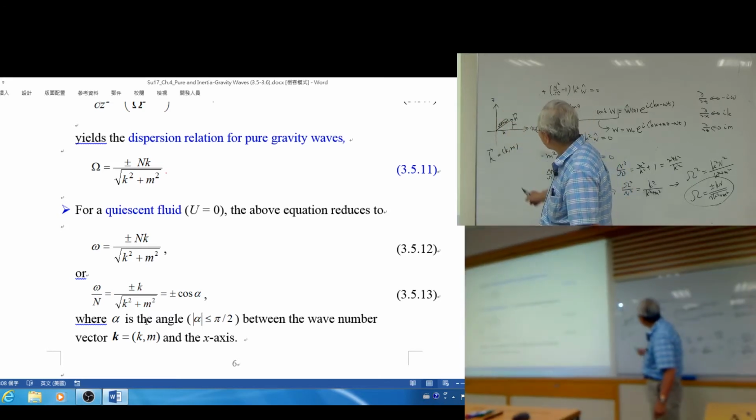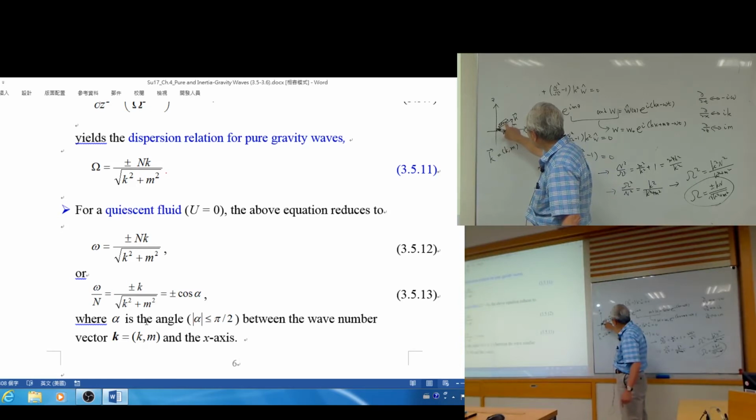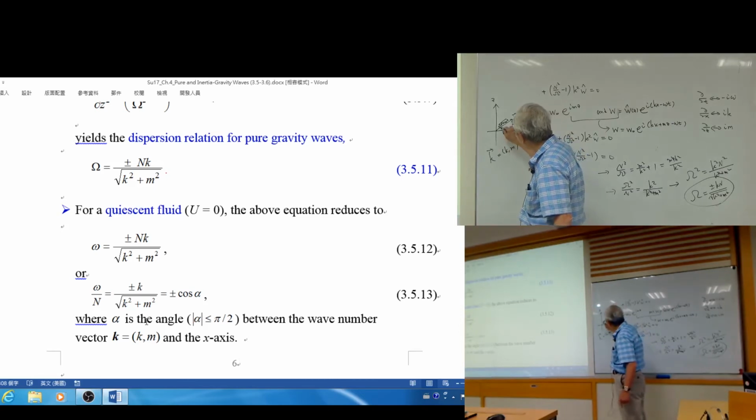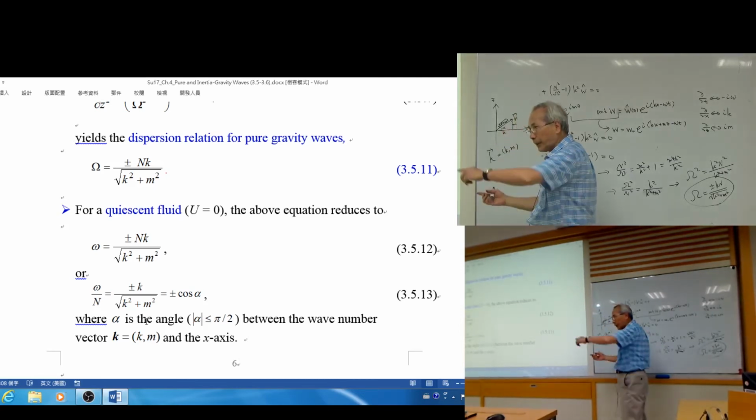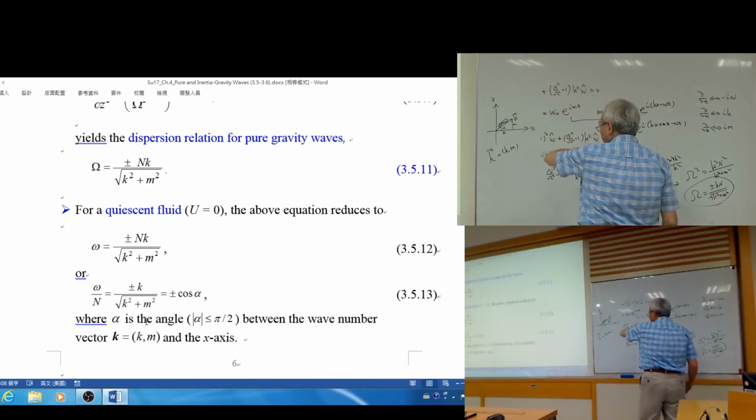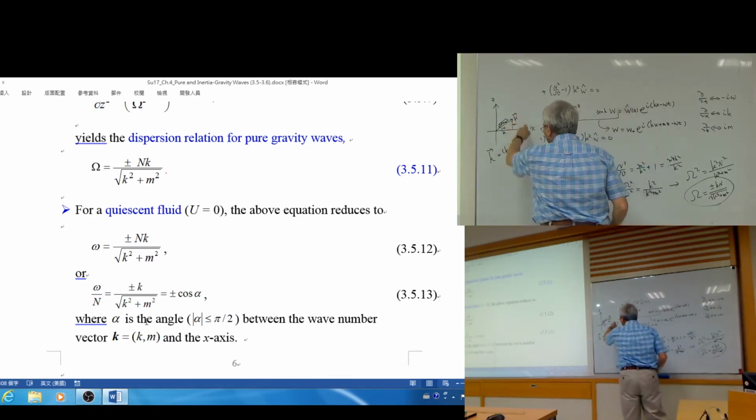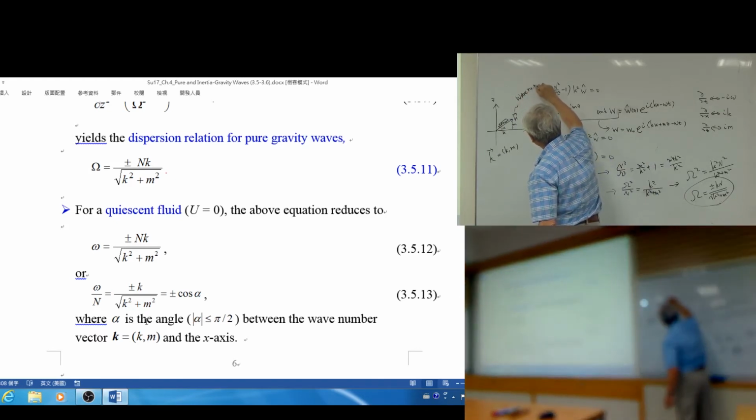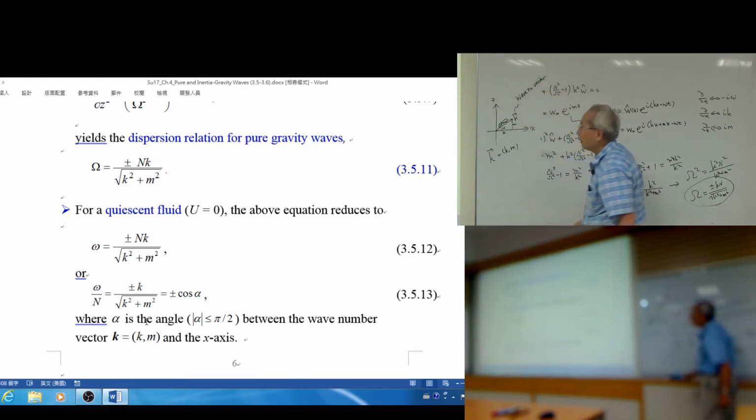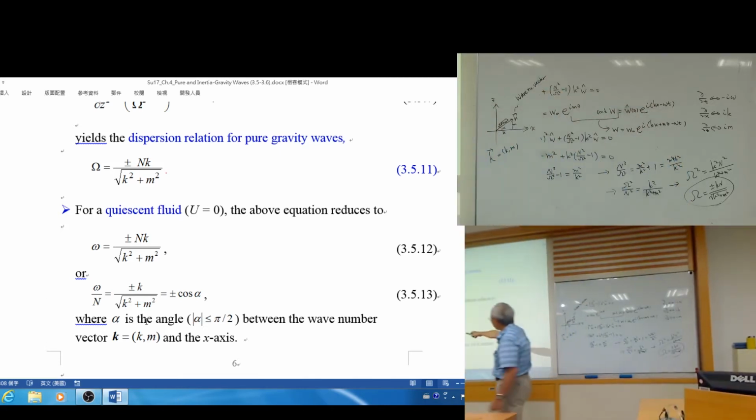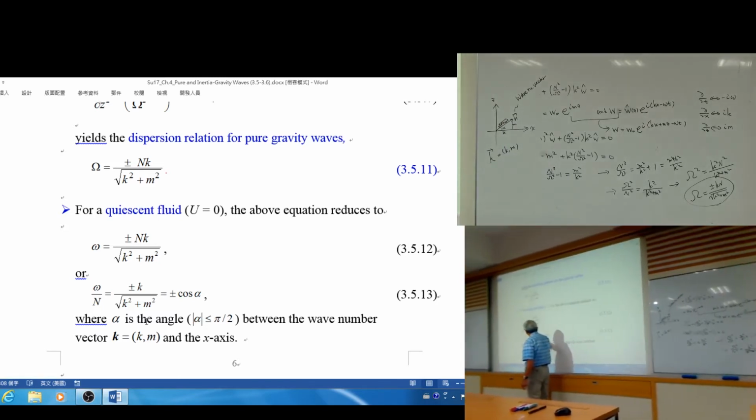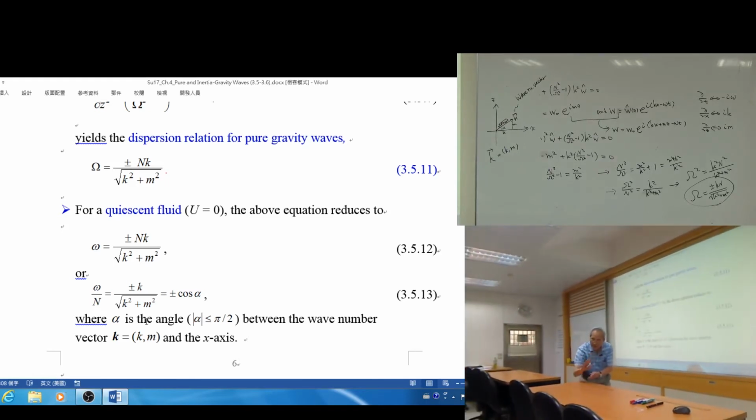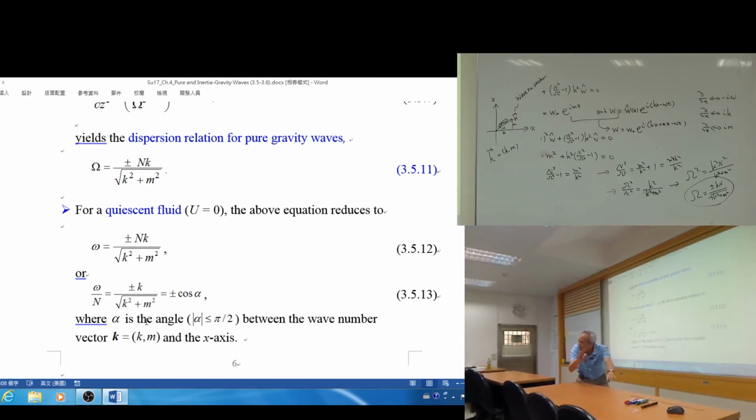So k divided by the square root of k square plus m square is what? It's cosine alpha, if this angle is between the horizontal x direction and the wave number vector. That's why we have this cosine alpha, and then we have positive or negative cosine alpha. So alpha is the angle between the wave number vector and the horizontal direction.